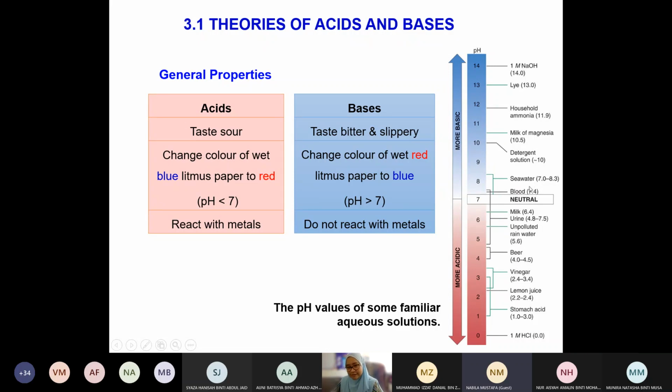Seawater is basic also, is around 7 to 8.3. Our detergent, okay, detergent solution is around 10. Milk of magnesia, this is the one that we use if we have gastric, is 10.5. Okay, kita punya stomach acid is produced excessively, so it may cause, kalau worst case scenario, it cause ulcer to your stomach, okay, to your perut.